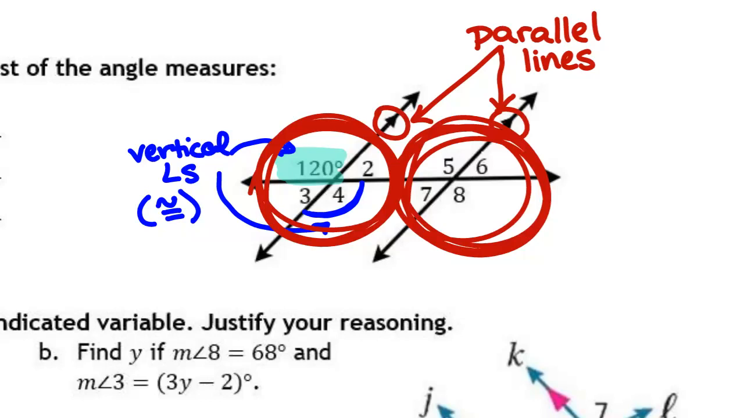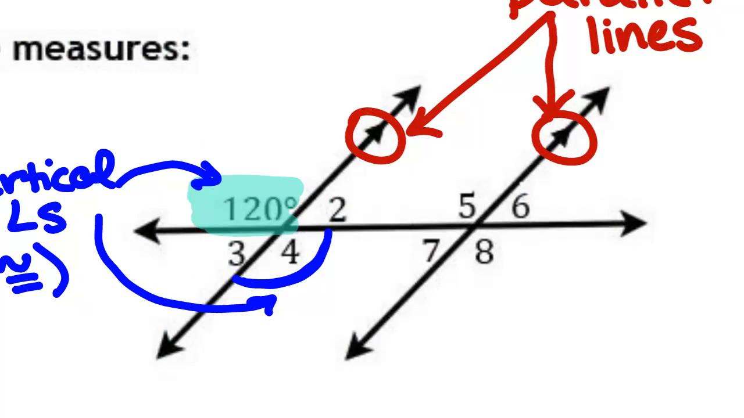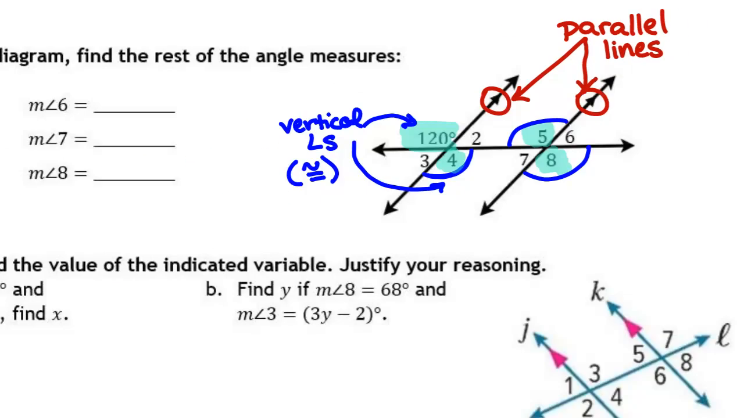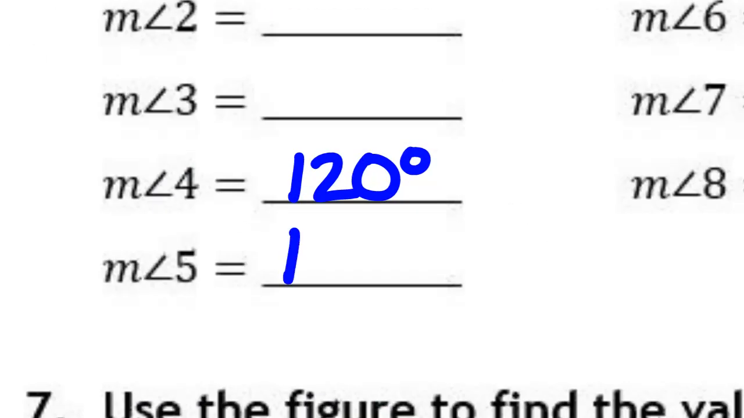5 and 8. Absolutely correct. Angle 5 and angle 8, in addition to angle 4, is congruent. We're going to write that down over here, and then we're going to talk about why.